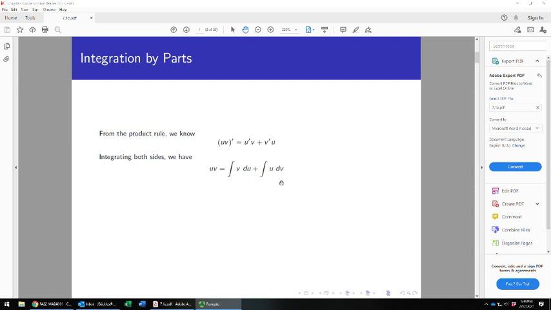What we're going to think about is that this u dv is the integral that we're trying to calculate, and we're going to write it in terms of the other two pieces. So we rearrange this, and we get what's referred to as the integration by parts formula. Our integral of u dv is equal to the product of u and v minus the integral of v du. Notice here, as we go from one side to the other, we differentiate the u and we integrate the v.